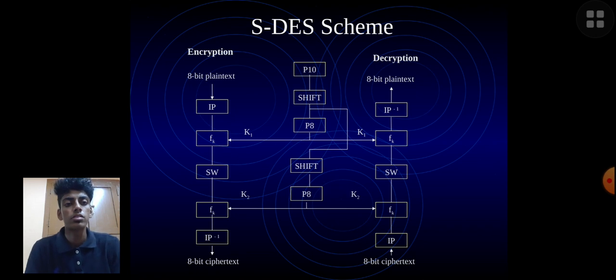In the key generation, first we apply P10 to the 10-bit key. That 10-bit result we divide into two 5-bit halves, and we do the shift operation. The first shift is LS1. From LS1 we find P8. Again we do the shift LS2. For LS2, we take the output of the first shift LS1, then apply the LS2 shift, and after the shift we find P8.